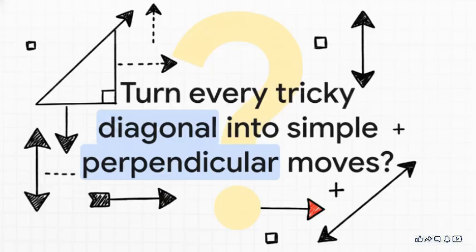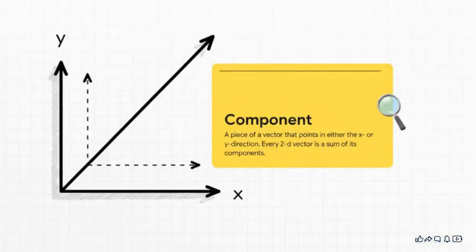Instead of wrestling with all those weird angles, what if, and hear me out, what if we could translate every single one of those diagonal vectors into a simple pair of instructions, one that's purely horizontal and one that's purely vertical? And that's exactly what components are. They're just the pieces of a vector that point perfectly along the x and y axes.